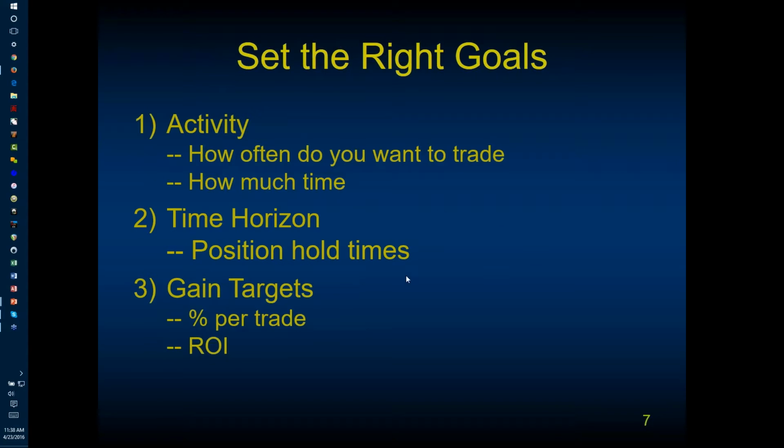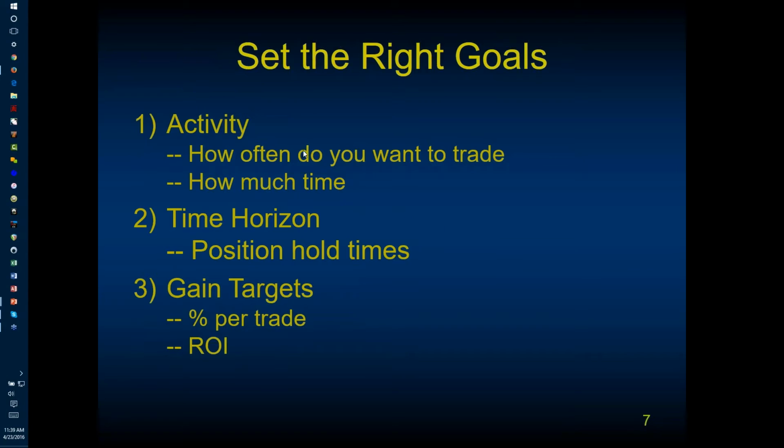And the third is gain targets, percent per trade. What kind of gain target is acceptable? In other words, we're spending time and money trading. What kind of gain targets are going to be acceptable for us? What kind of ROI is acceptable? And so we set about actually developing our goals before we actually developed the system.